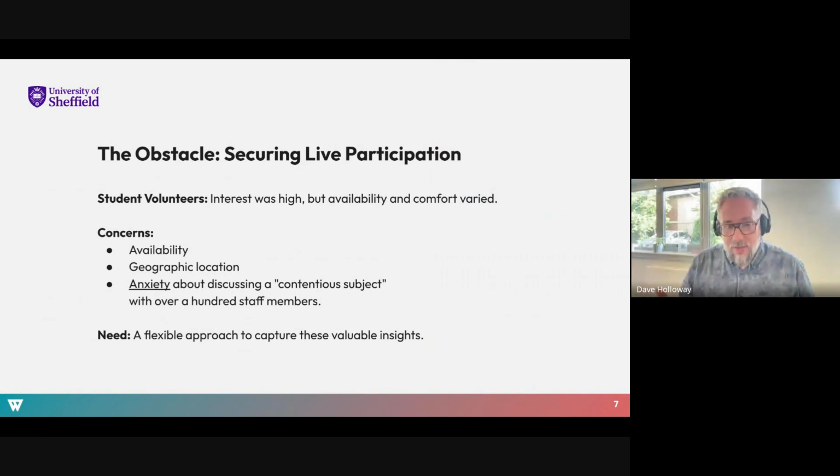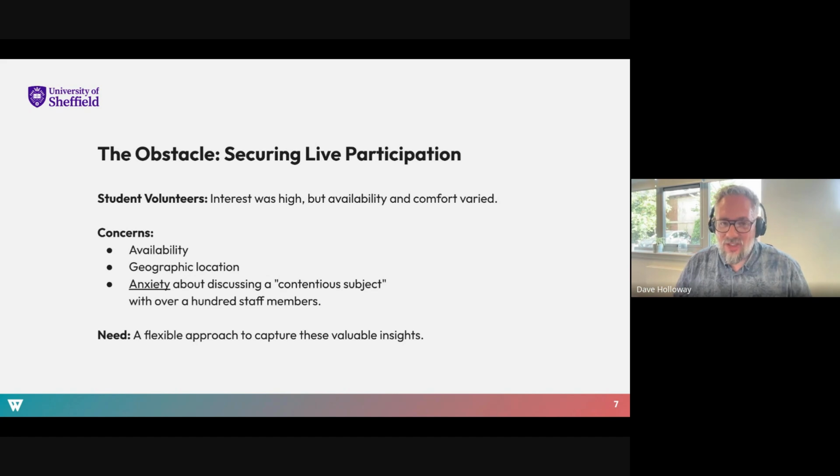Interest was high. We put it out through lots of networks. We have a very good student volunteer network here, and we have a student union. A lot of people came back interested, but the availability and the comfort of a lot of volunteers varied quite wildly. There were students concerned it was during the exam period, whether they would be available or have the time to prepare properly. Again, we have a lot of students overseas, who struggle to attend, and we very much wanted to have a live aspect to the session.